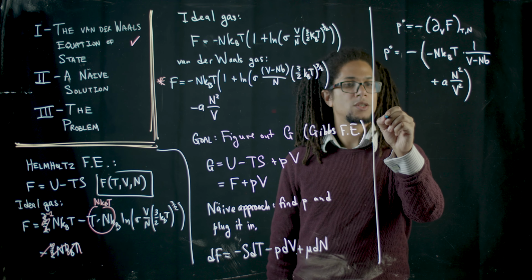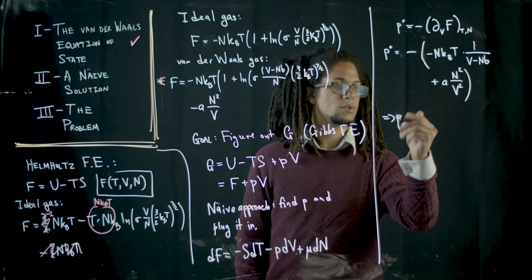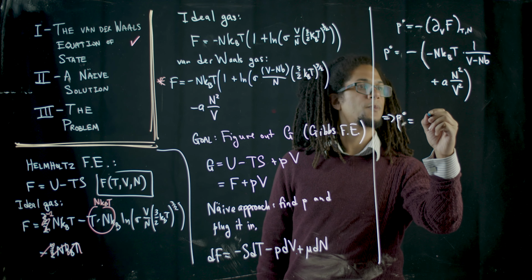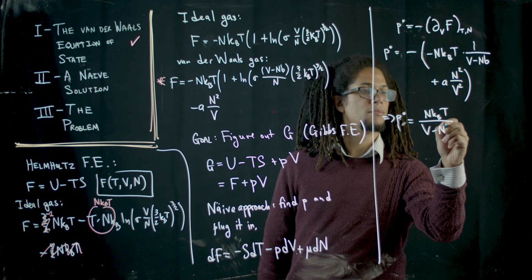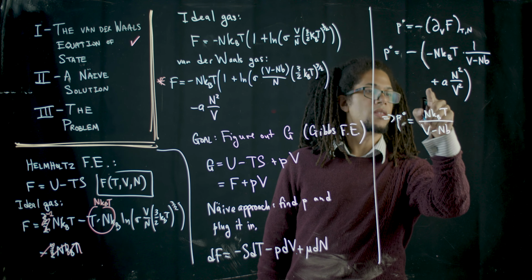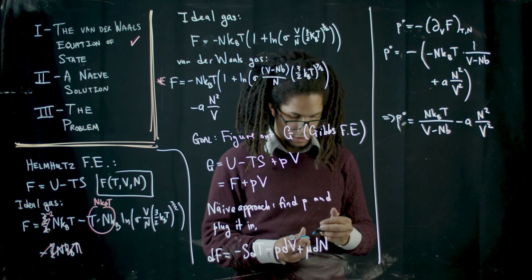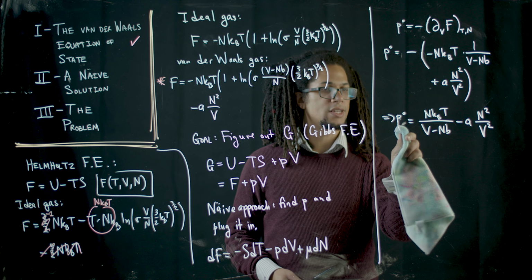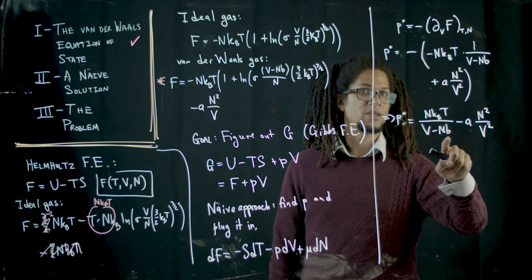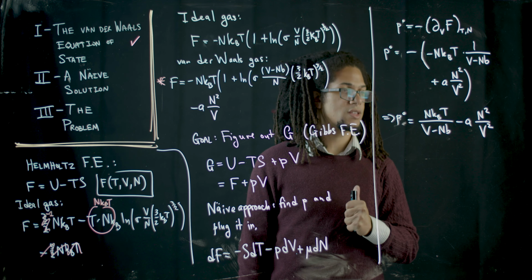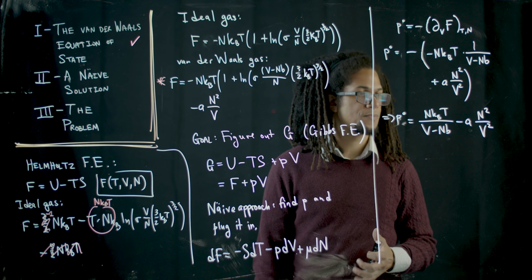Okay, let's slightly rewrite this. So P naught is equal to N k_B T over V minus N b, and then a minus sign here, a N squared over V squared. Excellent. Notice how similar this is to the ideal gas law. So for the ideal gas, a would have been 0, and b would have been 0. And so this would, in fact, reduce to exactly the ideal gas. And we wouldn't have had any sort of V squared dependence here.